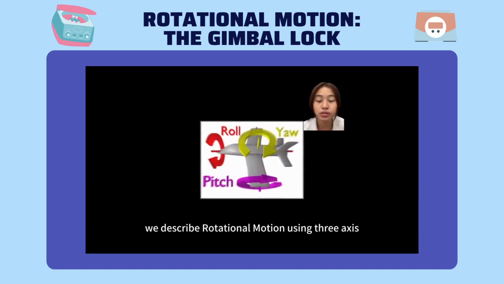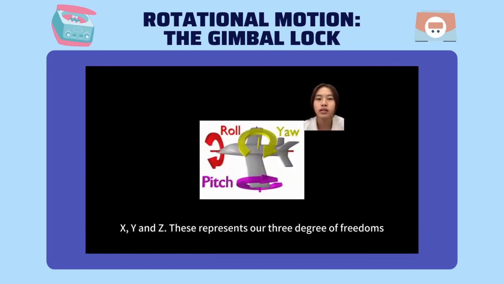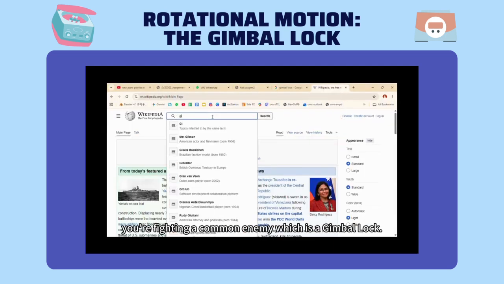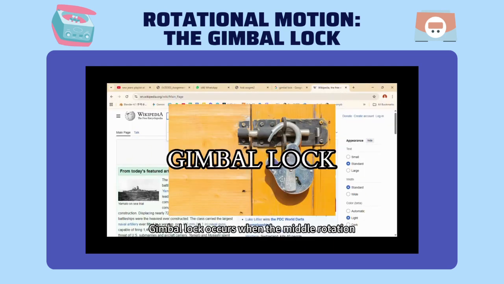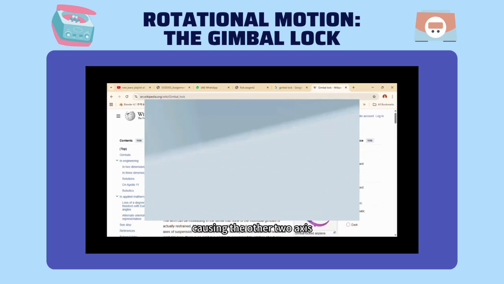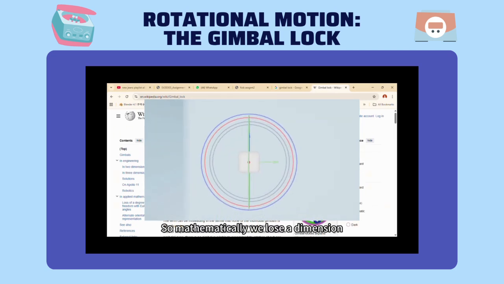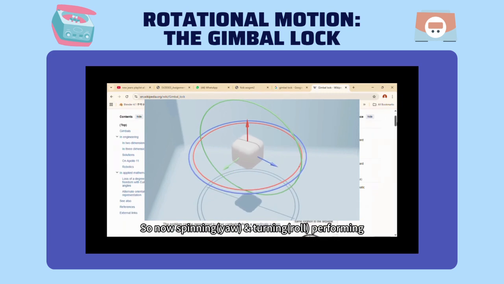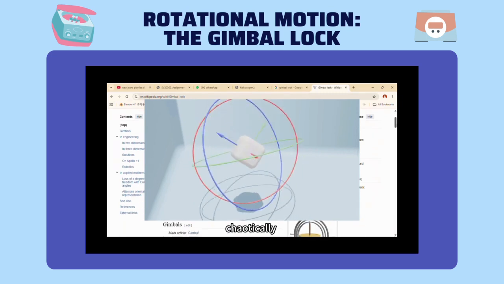So in physics, we describe rotational motions using three axes, x, y, and z. This represents our three degrees of freedom, the ability to tilt, turn, and spin in 3D space. But whether you are a NASA engineer or a 3D animator, you're fighting a common enemy, which is gimbal lock. Gimbal lock occurs when the middle rotation's axis locks up at 90-degree angles, causing the other two axes to point in the exact same direction. So mathematically, we lose a dimension. Our 3D world collapses into a 2D world. So now, spinning and turning perform the same motion, causing the system to lose control and spin chaotically.